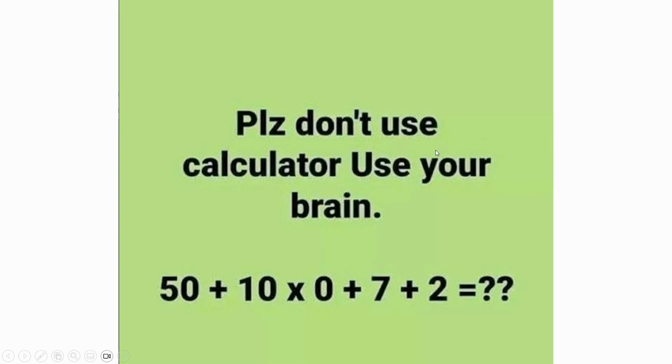And they did a really bad job, whoever did the graphic, and it's not me. It looks more like an X than a multiplication symbol. But I know what they meant. They meant 50 plus 10 times 0 plus 7 plus 2, and the only correct answer is 59.